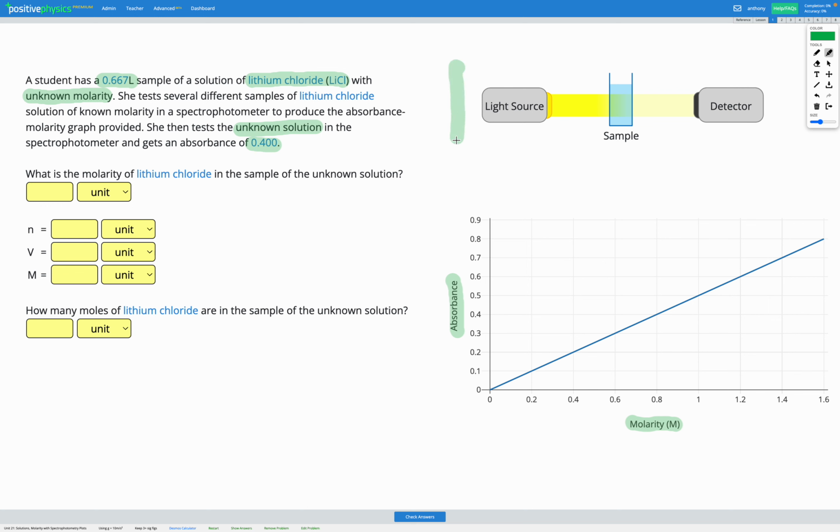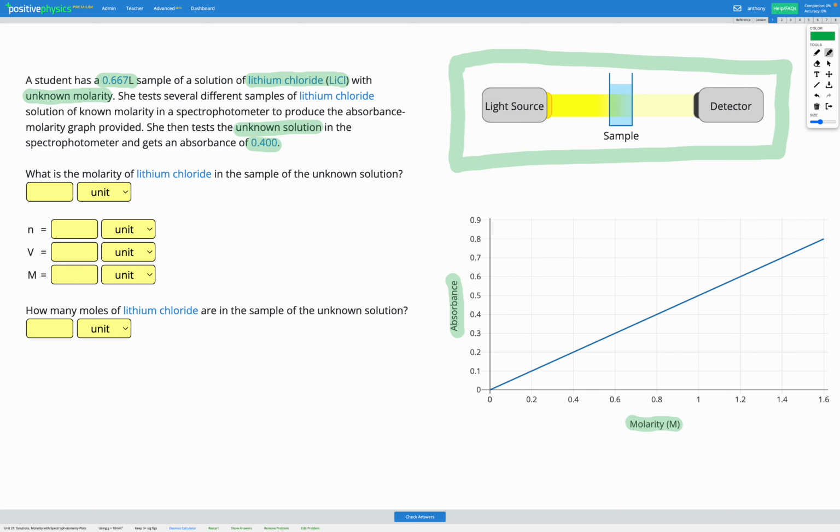This image up here shows a spectrophotometer. The way it works is that it shines a certain brightness of light at a sample of a fluid. Some of that light is absorbed by the fluid. The detector measures how much of the initial light brightness was absorbed. And if you have a stronger concentration of a solution, it's going to absorb more light. If you have a weaker concentration or molarity, it's going to absorb less light.